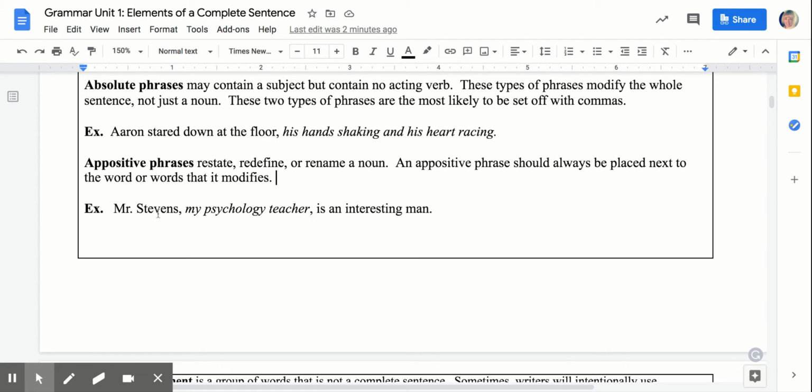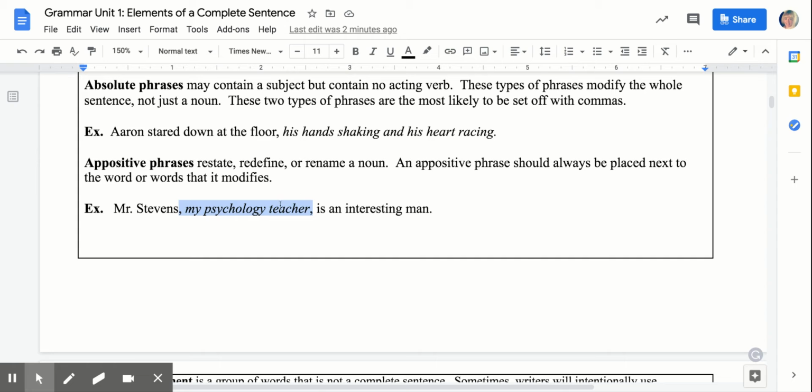So, Mr. Stevens, my psychology teacher, is an interesting man. Okay. So we get this extra information about Mr. Stevens. We find out that he's my psychology teacher. This is redefining who this person is. Mr. Stevens, my psychology teacher, is an interesting man. It's redefining, giving us a definition, okay, of who Mr. Stevens is. And I want you to notice that it is offset with commas, okay?